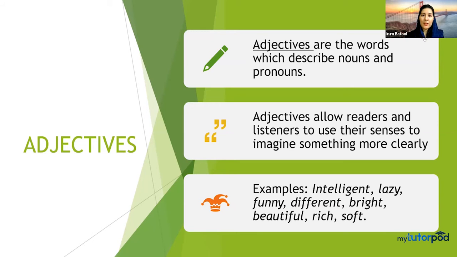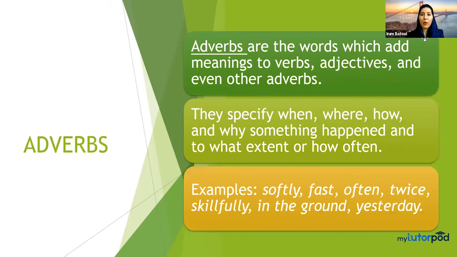Examples like intelligent, lazy, funny, different, bright, beautiful, rich, soft. These are all adjectives that can be used in sentences in order to describe the noun or the pronoun.